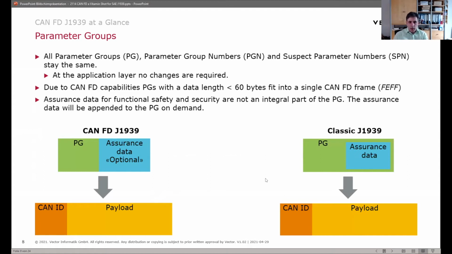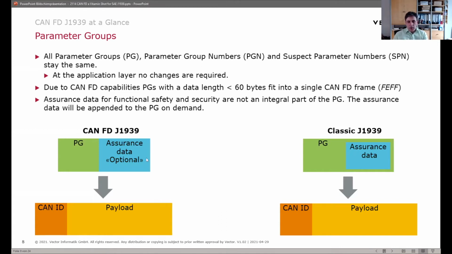Okay, now let's talk a little bit about the parameter groups. Parameter groups stay, as I mentioned, the same. So we do not change the parameter group. However, we significantly change the way we transmit parameter groups, and how we handle the assurance data, so data for security and functional safety.